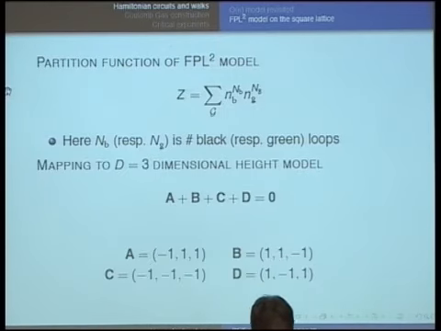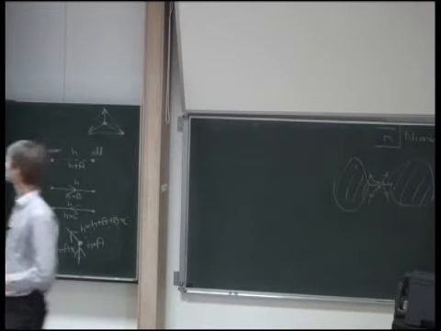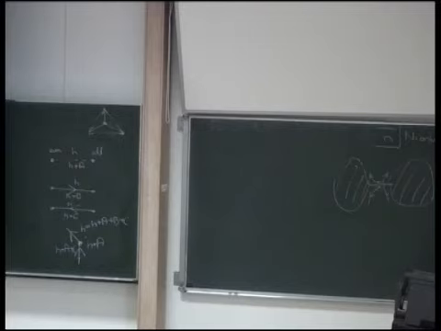And I want to convince you that that now maps to a three-dimensional height model. What do I do? Well, the square lattice is also bipartite. So there are even and odd vertices.